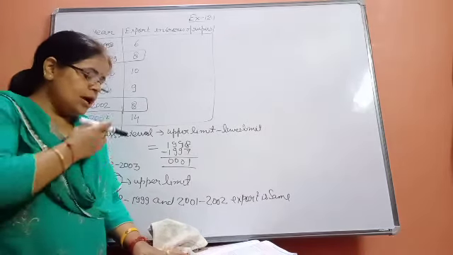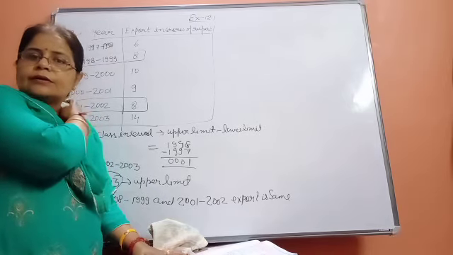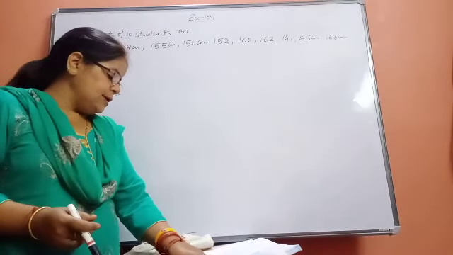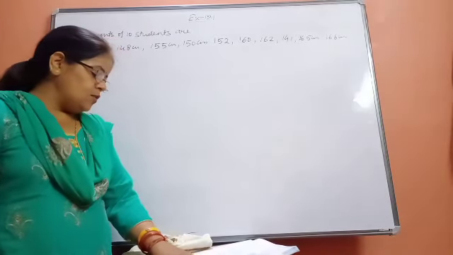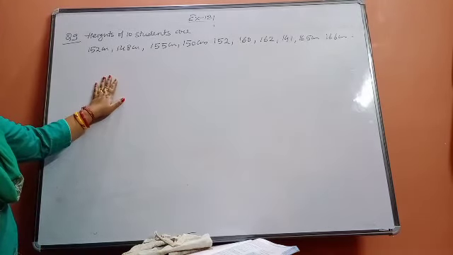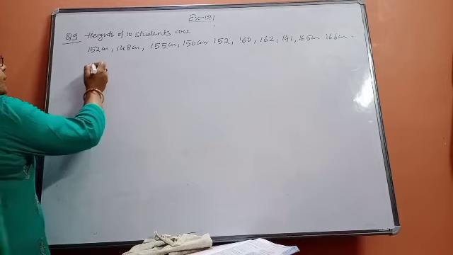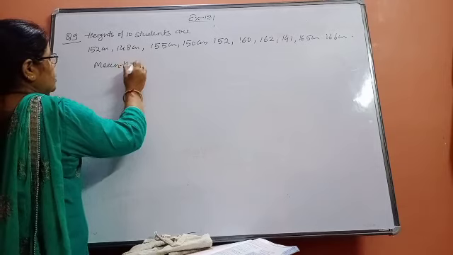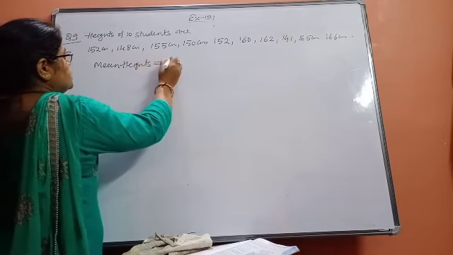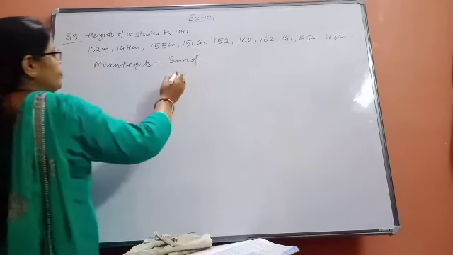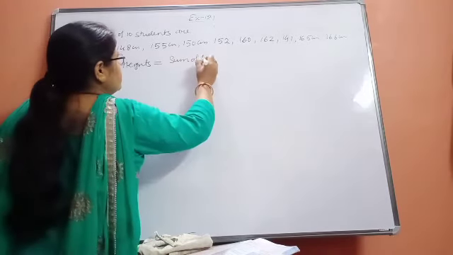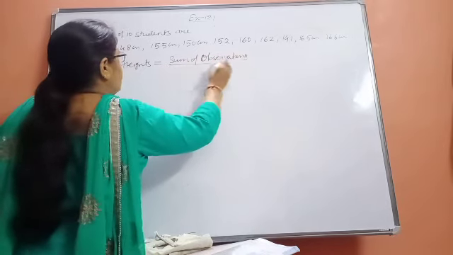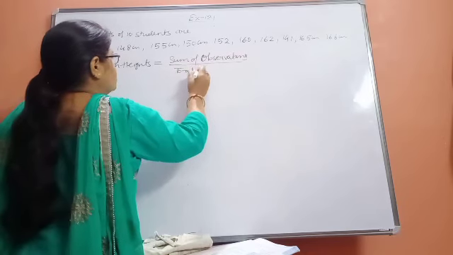Okay. Now we are coming to question number 9. See that, beta, in question number 9, the heights of 10 students in centimeters on an educational trip are as follows. It is given on your board also. Find the average height of the students. You know that average and mean height are the same. So mean height is equal to sum of observations upon total observations.